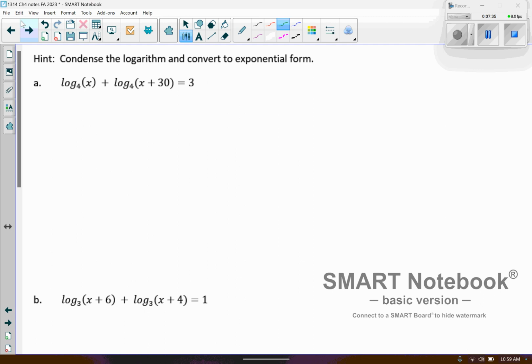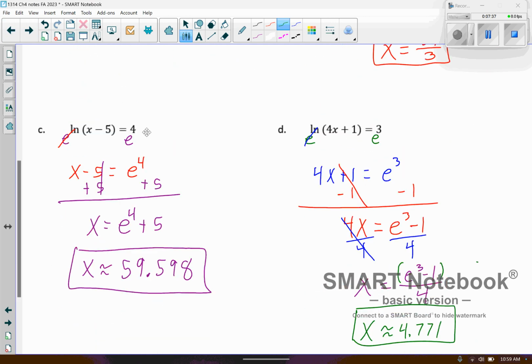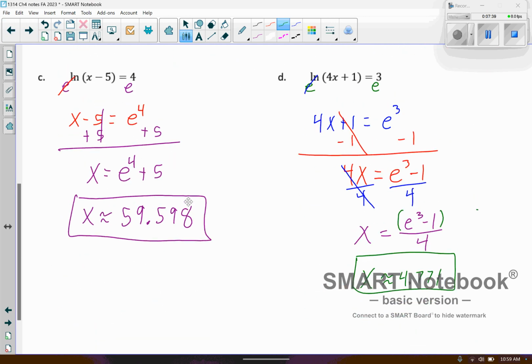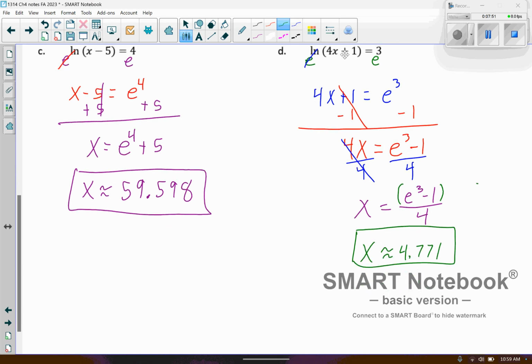Okay, let me go back real quick and just point out that these answers are good because that does not mess with me evaluating my logarithm at a non-positive value. So 59 take away 5 is positive, I'm fine there. And then once again here, a positive times 4 plus 1, there's not any issues. So I haven't had any issues yet.